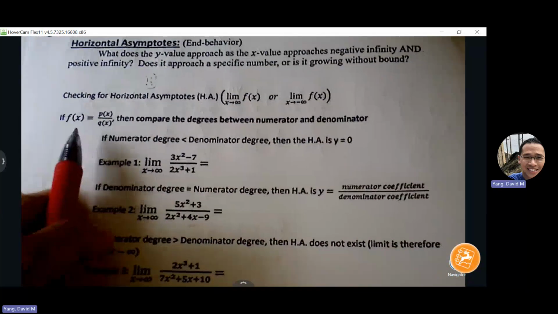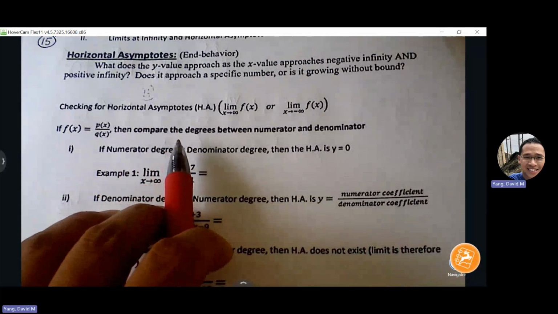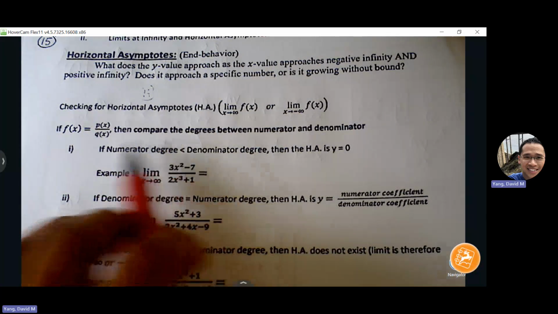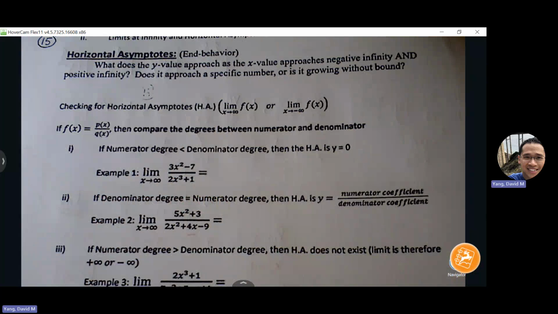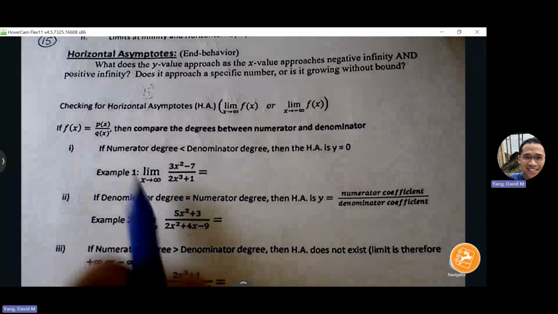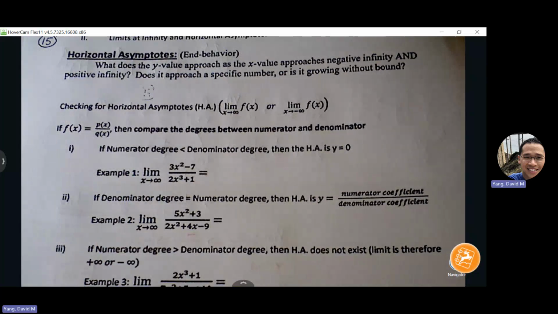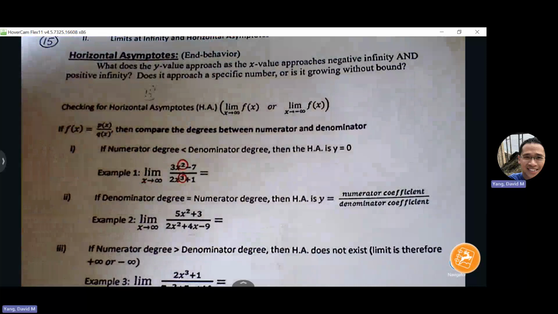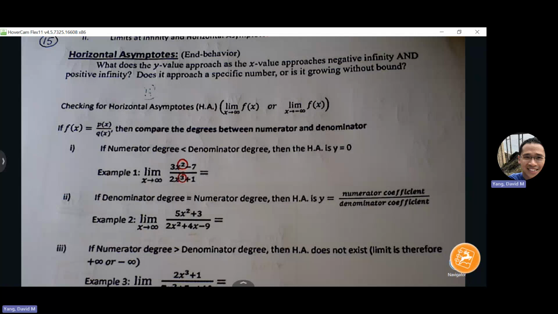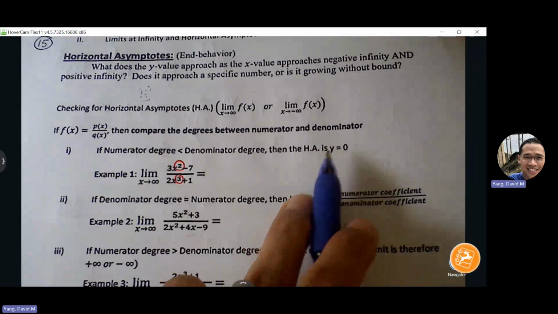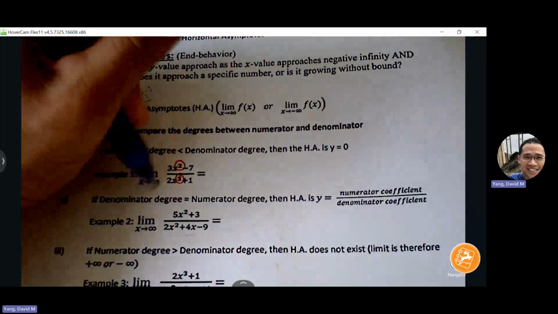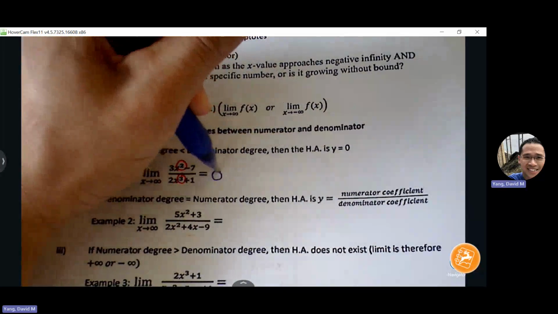Right. So when we compare degrees, we're looking at the highest degree in the numerator and the highest degree in the denominator. That's all we care about. Okay, so let me go through a couple of rules. If my numerator degree is less than my denominator degree, so here, degree 2 versus degree 3, my denominator degree is higher, then my horizontal asymptote is equal to 0. Or my limit as x approaches infinity is equal to 0.